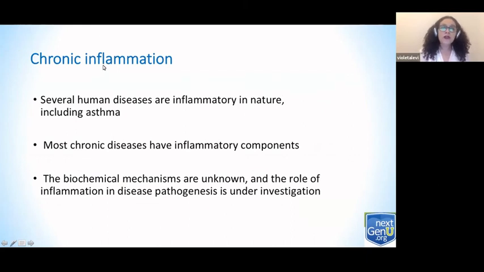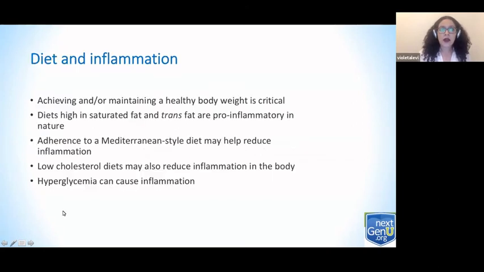So for chronic inflammation, several human diseases are inflammatory in nature, as we know, including asthma. Most chronic diseases have inflammatory components, and the biochemical mechanisms are known, and the role of inflammation in disease pathogenesis is under investigation. But anyway, we should try to reduce inflammation through diet. Achieving or maintaining a healthy body weight is critical. Diets high in saturated fat and trans fat, the ones specifically from processed foods, are pro-inflammatory in nature.